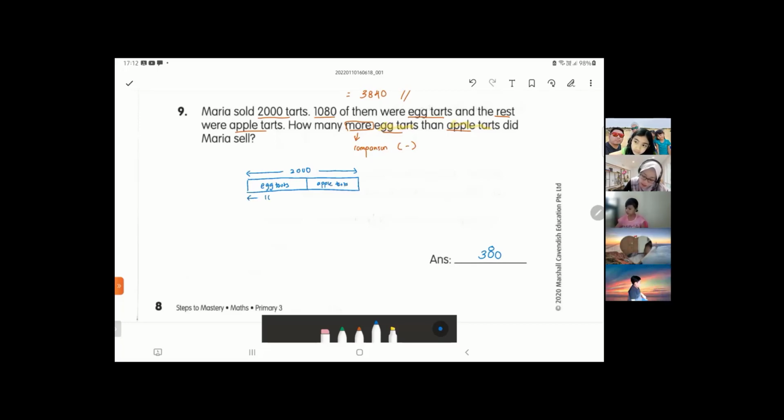Egg tarts I know is 1,080. Can I find my apple tarts first? I can, right? To find my apple tarts, I take 2,000 minus 1,080, and I will be getting 920. So this is apple tarts. My egg tarts, I know already just now, is 1,080. So if I want to know the comparison, I take my egg tarts minus apple tarts, equals 1,080 minus 920, right? And when you minus, you will get 160, not 380. Okay, it is 160.